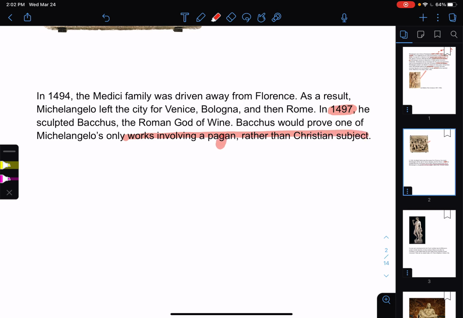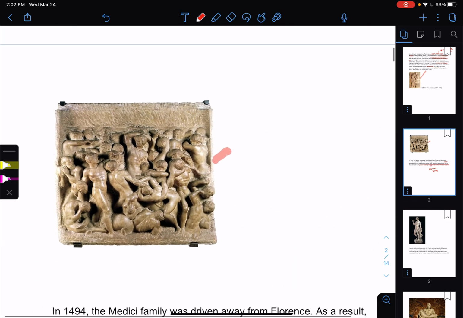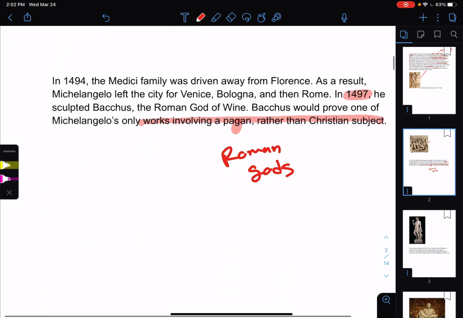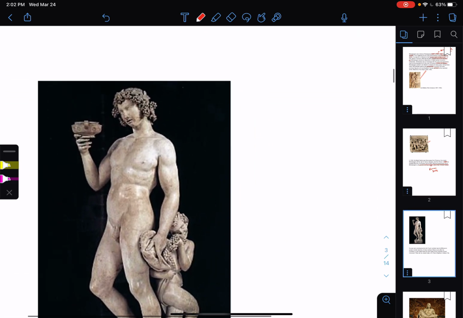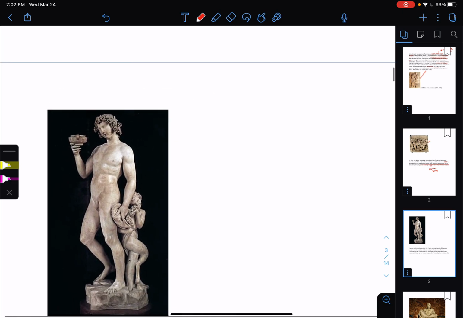So pagan is from Rome, like Roman gods. And this is Bacchus. So you see, he starts with this, and he's slowly developing as a sculptor, right? It's getting better as he has more practice and as he develops his skill.